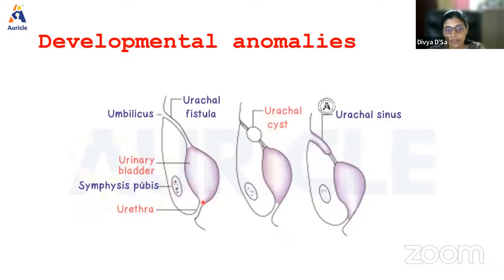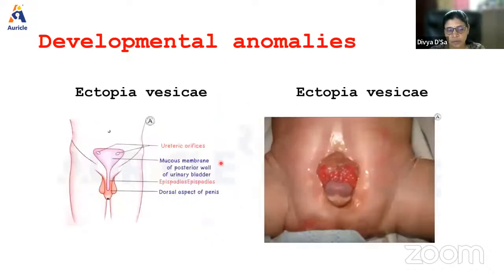Then, this is the allantois. If the allantois doesn't get obliterated, it may form a fistula, and urine may extravasate through the umbilicus. That is a urachal fistula. The other is the urachal cyst: the proximal and distal portions get obliterated, but in between it may remain patent and form a cyst. Then, if the proximal part near the apex is obliterated but the distal part towards the umbilicus remains patent, it forms a blind end, the urachal sinus. These are the three developmental anomalies we see.